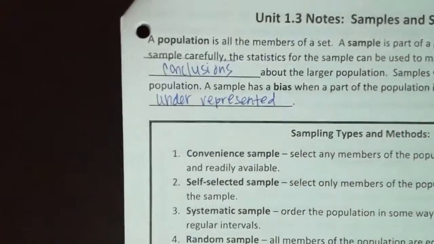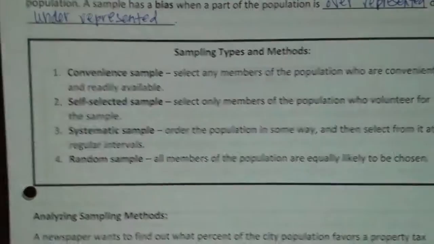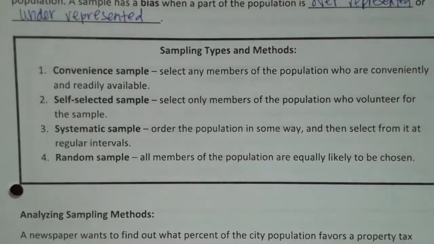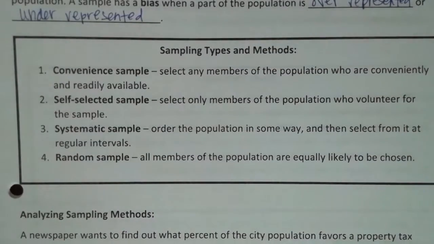So there's 4 different kinds of sampling that you could get. There's a convenient sample that happens when you just grab the people that are closest to you. Select any members of the population who are conveniently and readily available. So convenience. There's a self-selected sample. These are the people, you know, when you get your receipt and call in and you can get a free taco or whatever. That's a self-selected. I'm choosing to do the sample. I'm choosing to do the study. Only members of the population who volunteer.